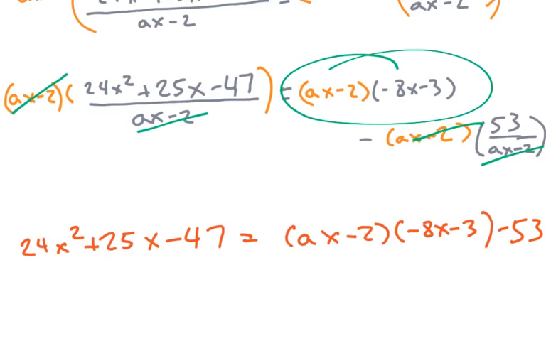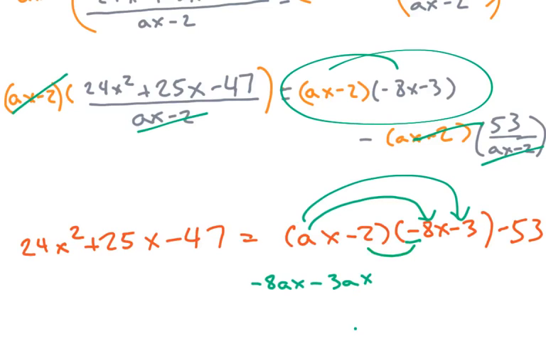Okay, so keep it going. We're just going to distribute here. So ax times negative 8x is going to be negative 8ax. Ax times negative 3 is negative 3ax. Negative 2 times negative 8 is plus 16x. Negative 2 times negative 3 is plus 6. Minus 53 equals everything on that other side.